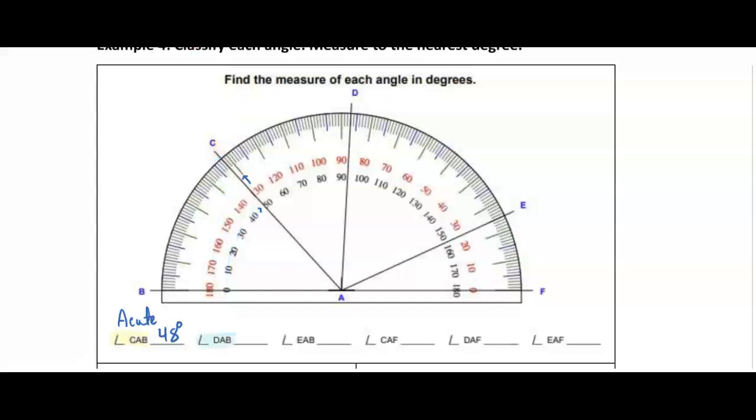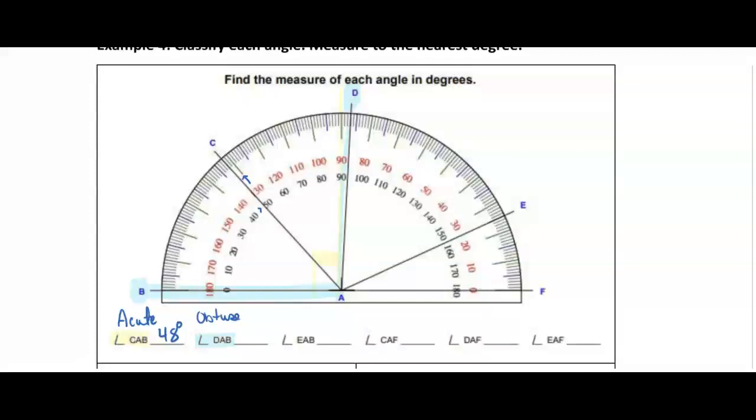DAB. So I start at point D, down to A, and across to B. This is my angle DAB. Now it looks kind of rightish, but if I notice, this is my 90 degree. If I were to make a square with that, okay, I see that this extends past that 90. So this is going to be obtuse. That helps me double check my answer.